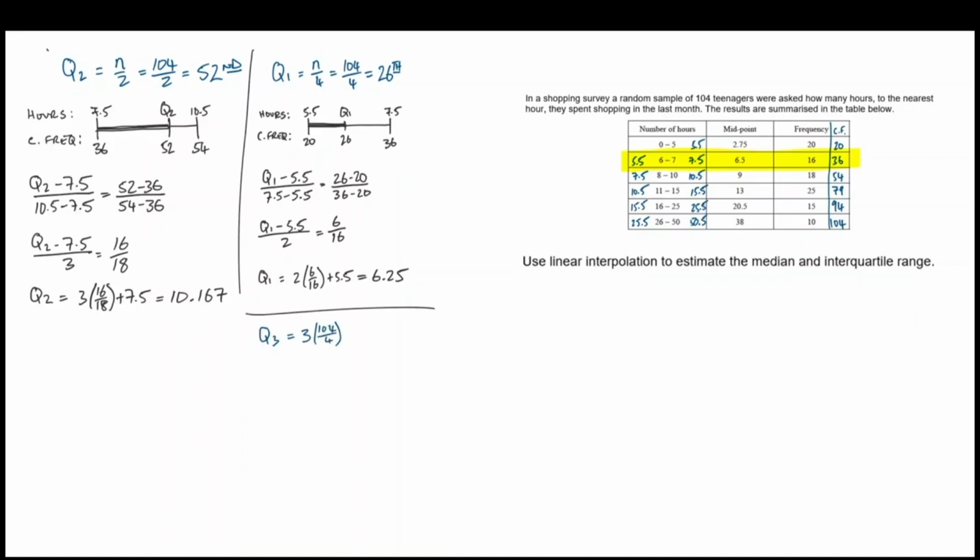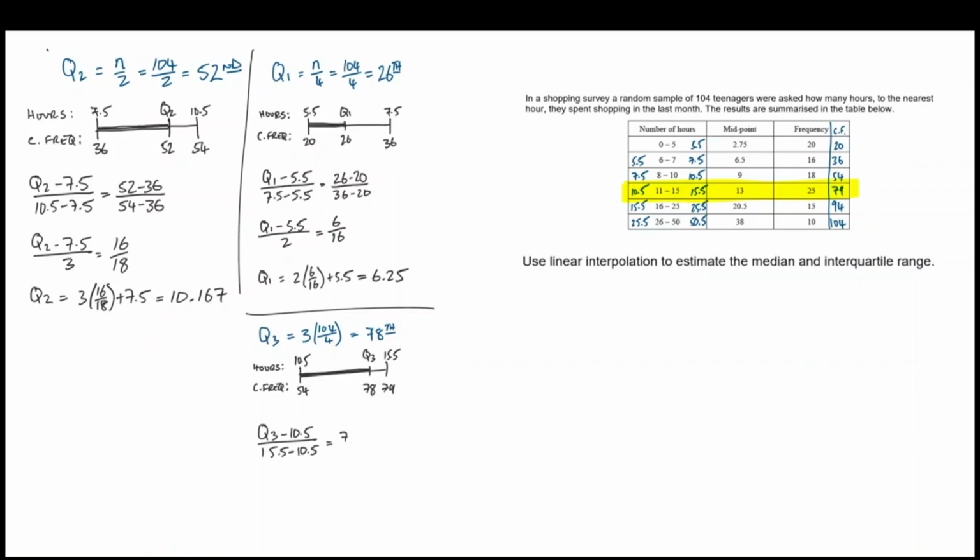And finally, let's do that for the upper quartile as well. It's going to be 3 times n over 4. So 3 times 104 divided by 4. That's the 78th value. Okay, which interval are we looking for? The first one whose cumulative frequency goes above 78. And that's right here. 54, 79, in between 10.5 and 15.5, the same sort of equation.